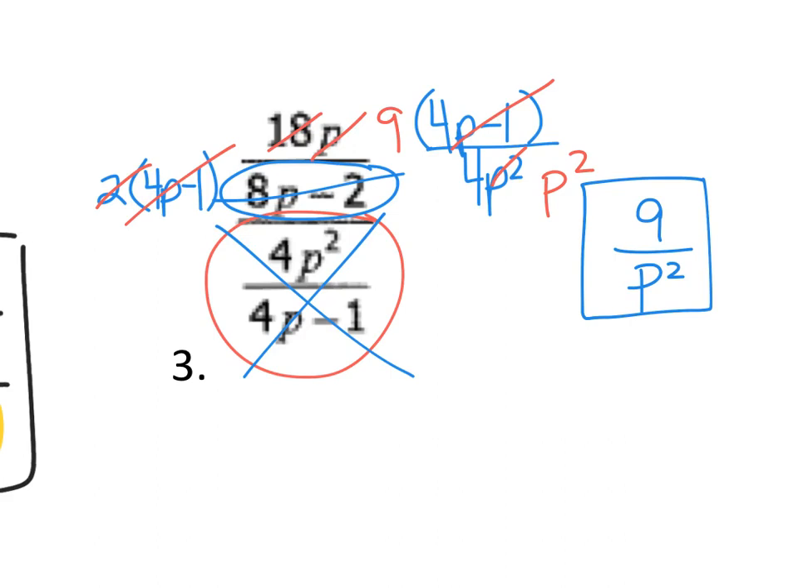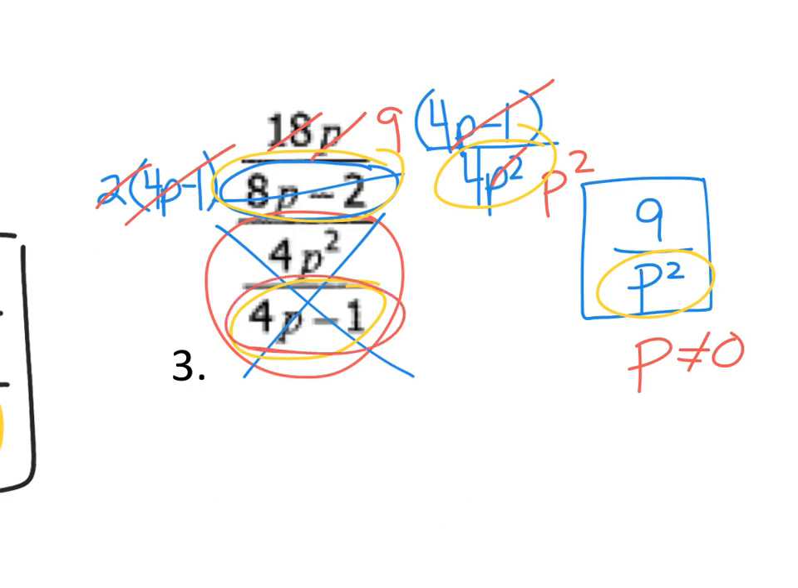Again, for the restrictions, I'm going to set this equal to 0, this equal to 0, this equal to 0, this equal to 0. So this means that p can't be 0 because you have 9 over p squared. And p cannot also be 1/4 because if I solve for p in this denominator, I'll add 1 and divide by 4. If I solve for p, setting it equal to 0 in this denominator, I'll have p equals 2/8, and that cannot happen. So those are my restrictions.